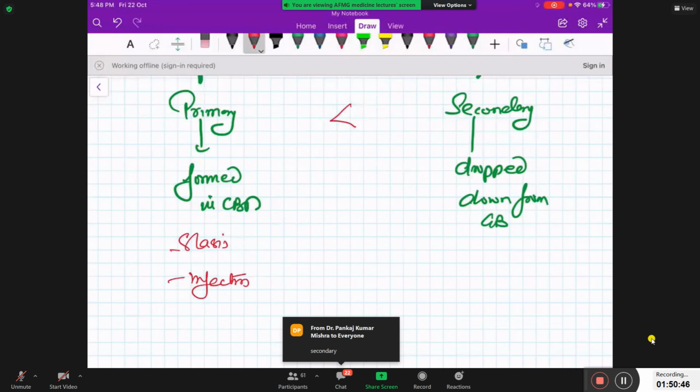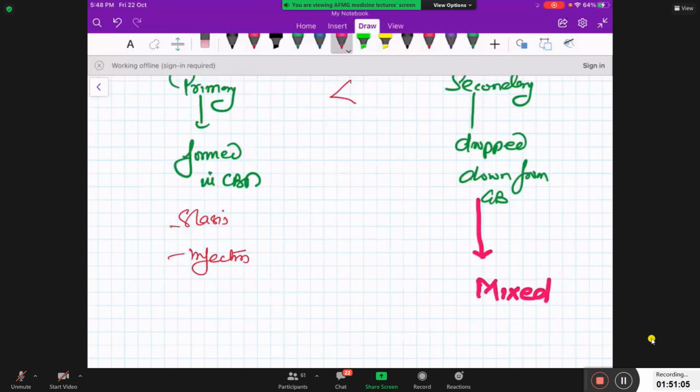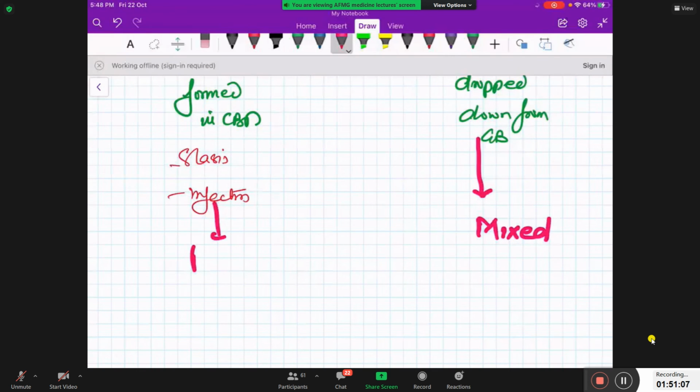Secondary CBD stones are more common than primary. Now, can you tell me what is the most common secondary CBD stone? The one which is more common in gallbladder, that is mixed. And the most common primary CBD stone is pigment stone.